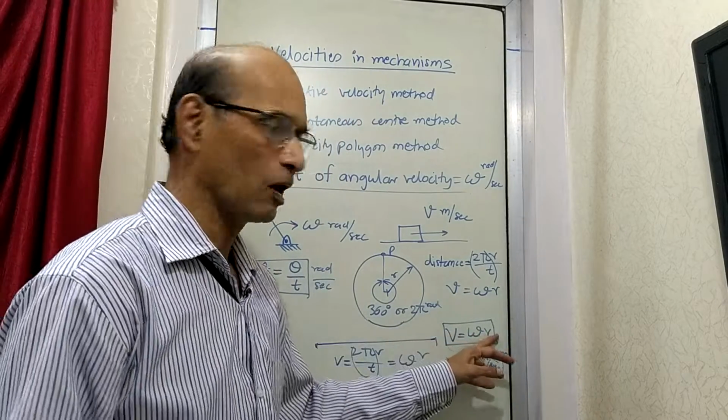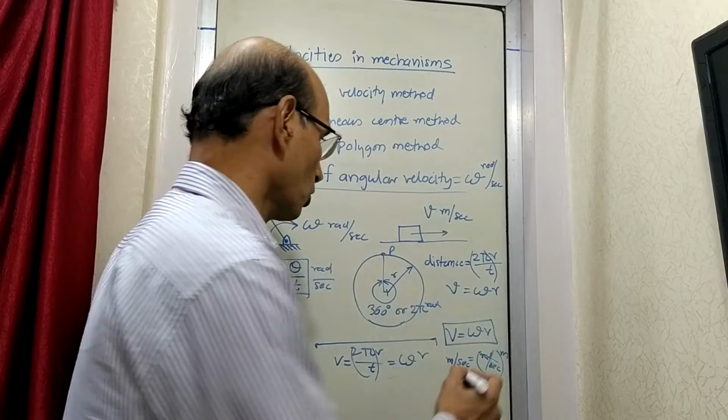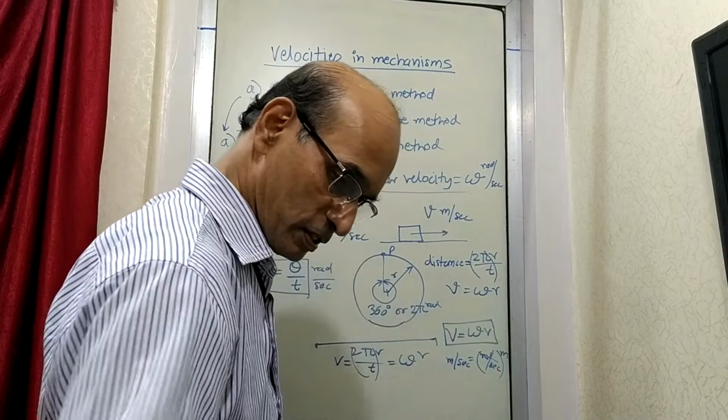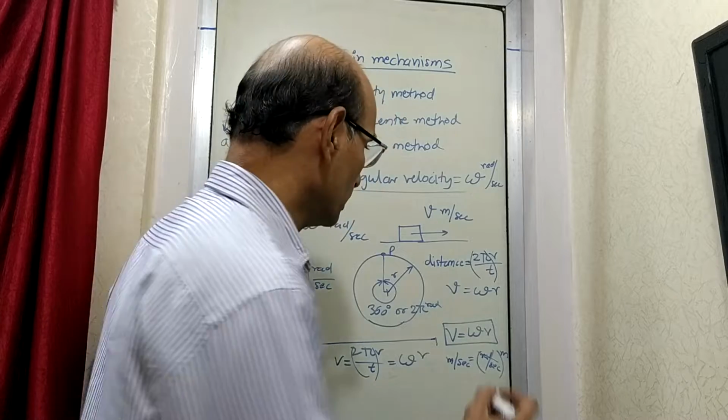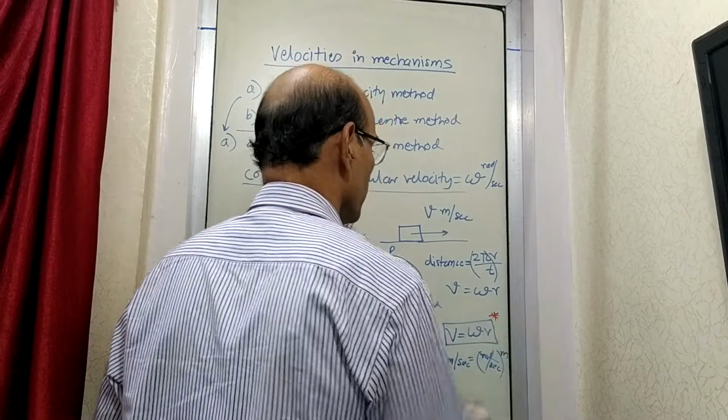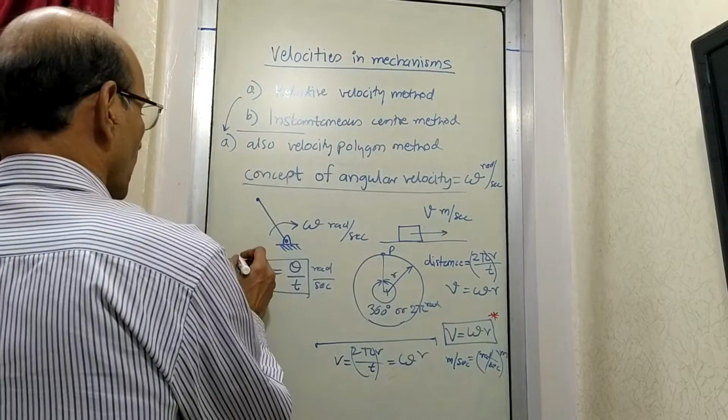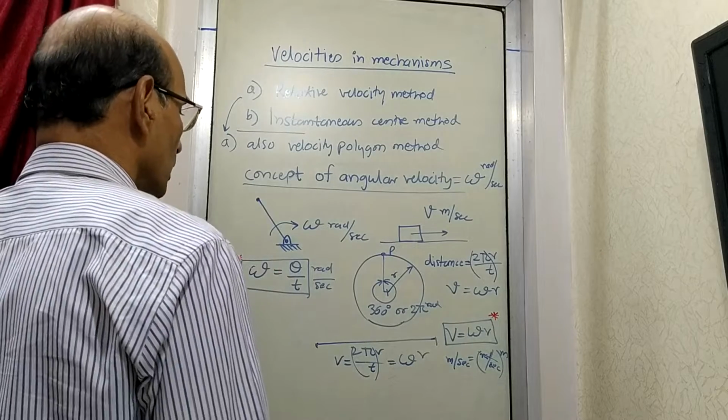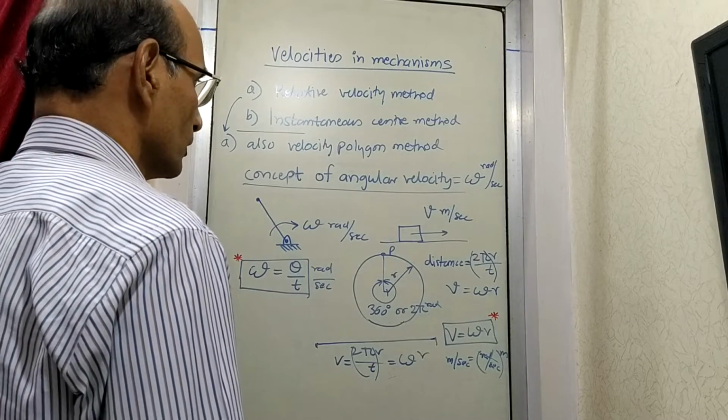So v is equal to r omega. You have to remember this very well. All these formulae are such that we are supposed to use them in future, so you have to remember them very well. v is equal to r omega. Omega is equal to theta upon t.